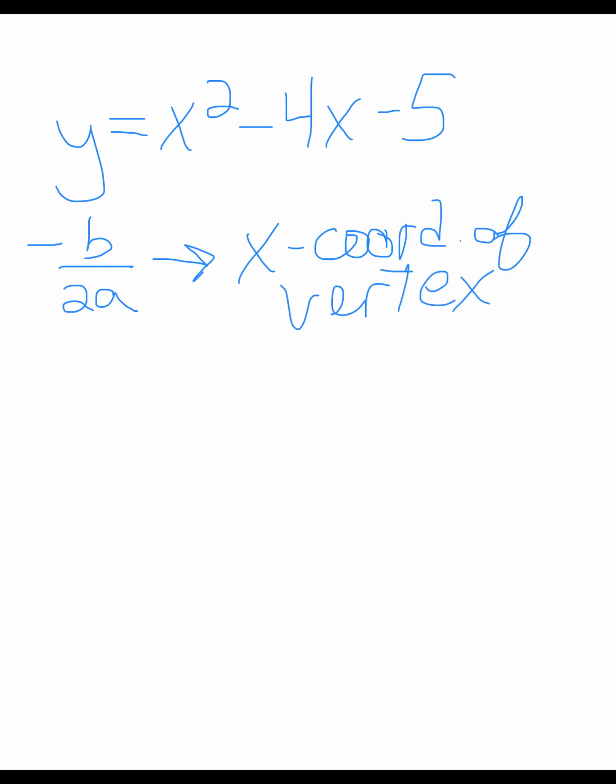So in my example, I would do negative b, so b is -4, so -4 becomes 4, over 2 times a, which is just 1, so I would get 2.